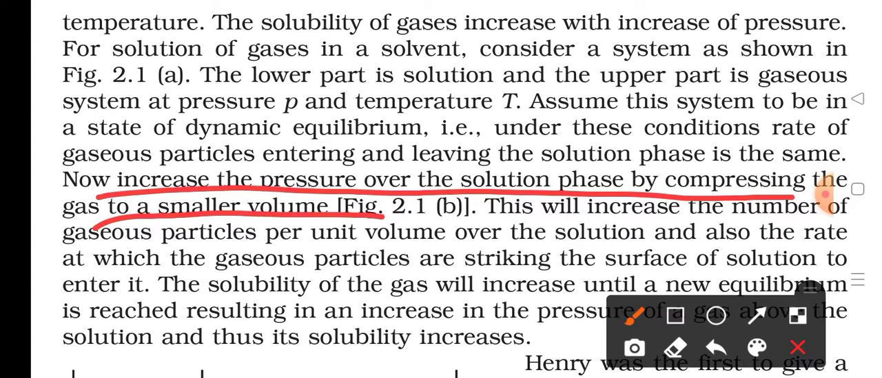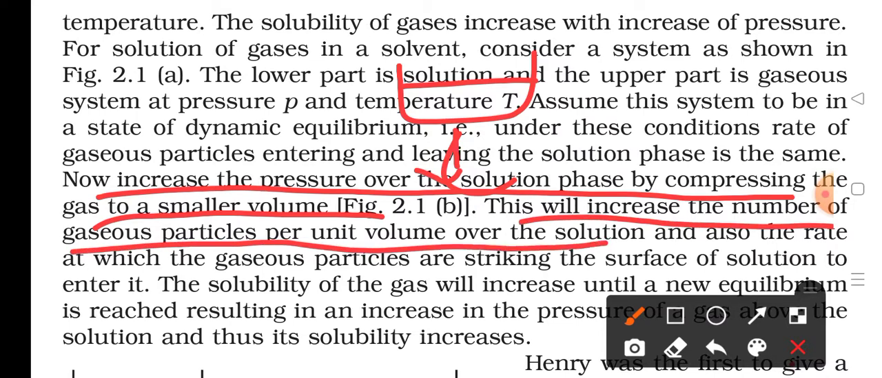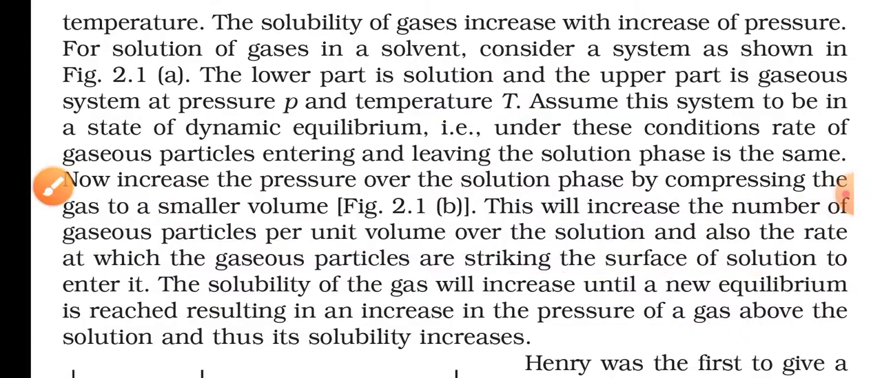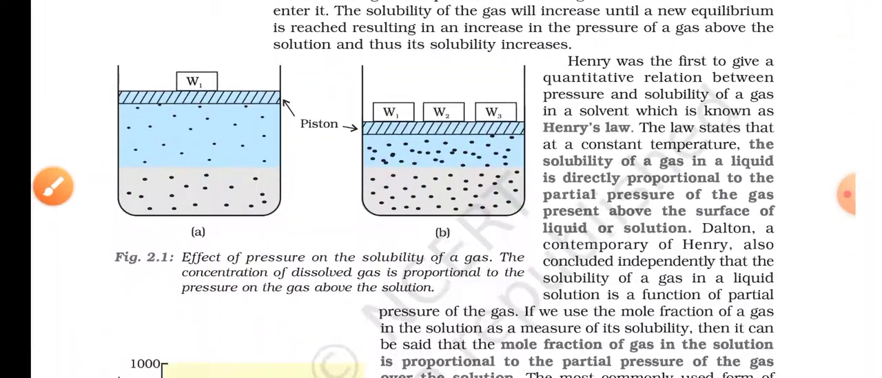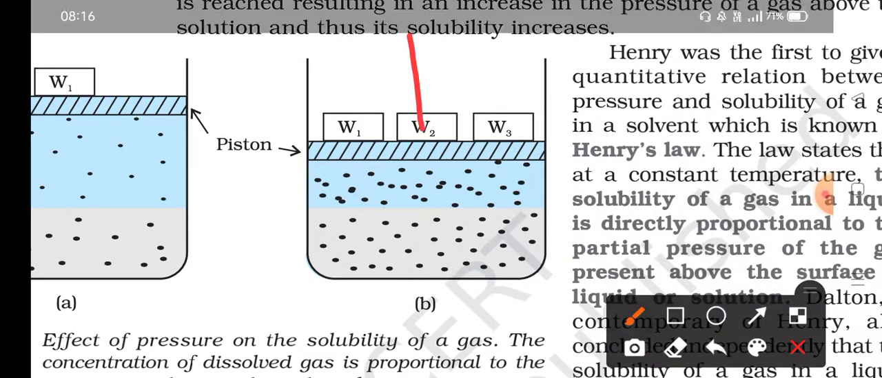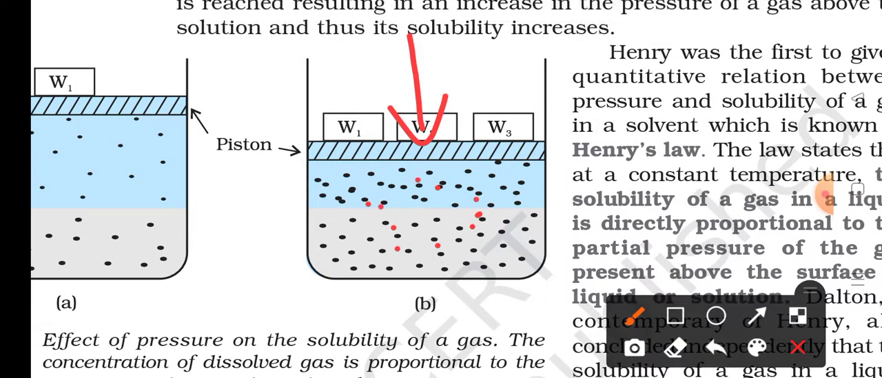I already told you that when we increase the pressure, the gas easily becomes soluble in the liquid. This increases the number of gaseous particles per unit volume of the solution, and also the rate at which the gaseous particles strike the surface of the solution and go through it. Whenever you increase the pressure, the gas occupies a very small volume, and that's why it dissolves in that amount of liquid very easily.